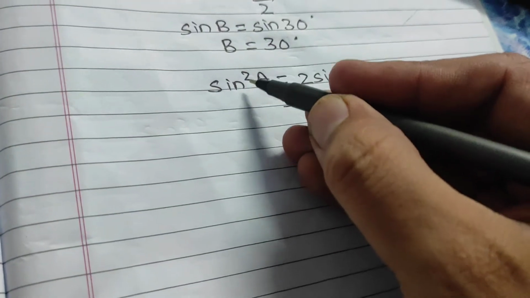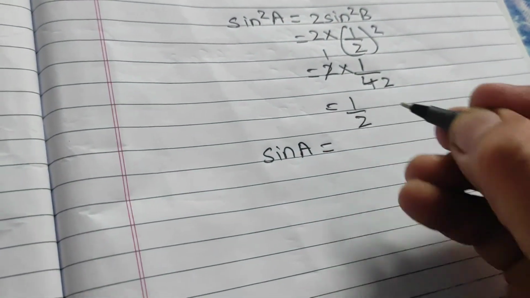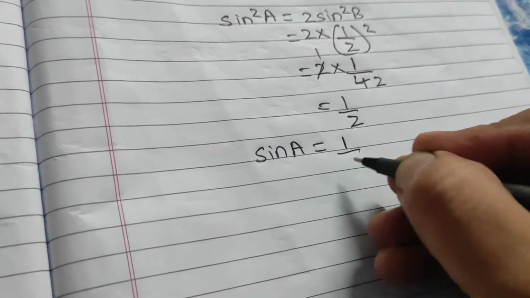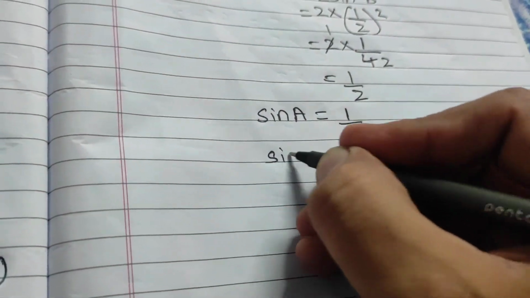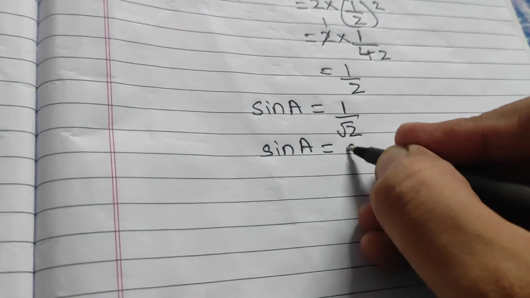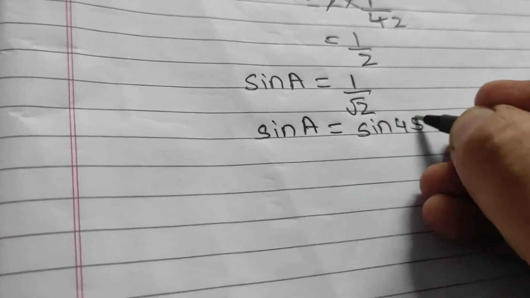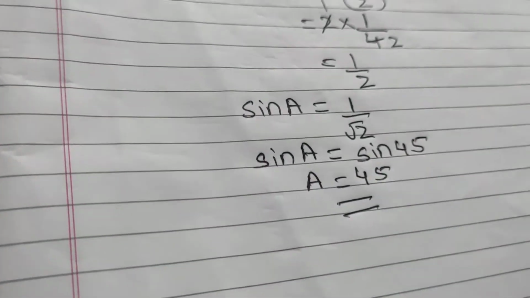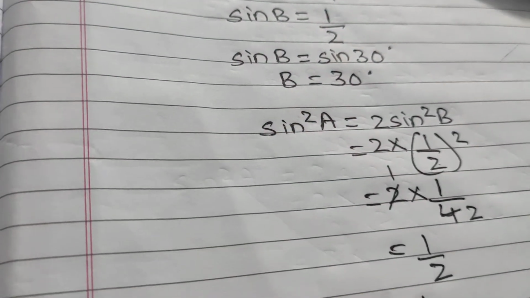Now to remove the square, we have to take the square root of 1/2. So square root of 1/2 is 1/√2. Again you see the trigonometric table. So 1/√2 means sin 45. So angle A equal to 45. So students, here we end this sum. Angle A is 45 and angle B is 30 degree.